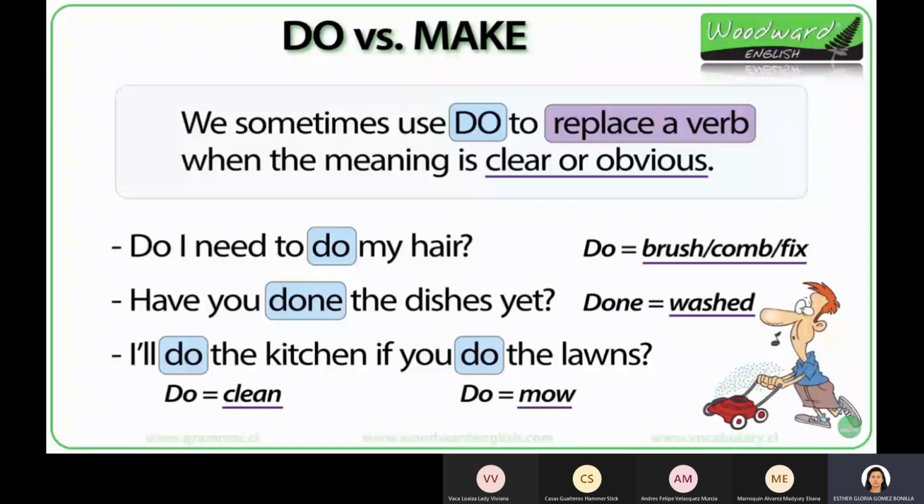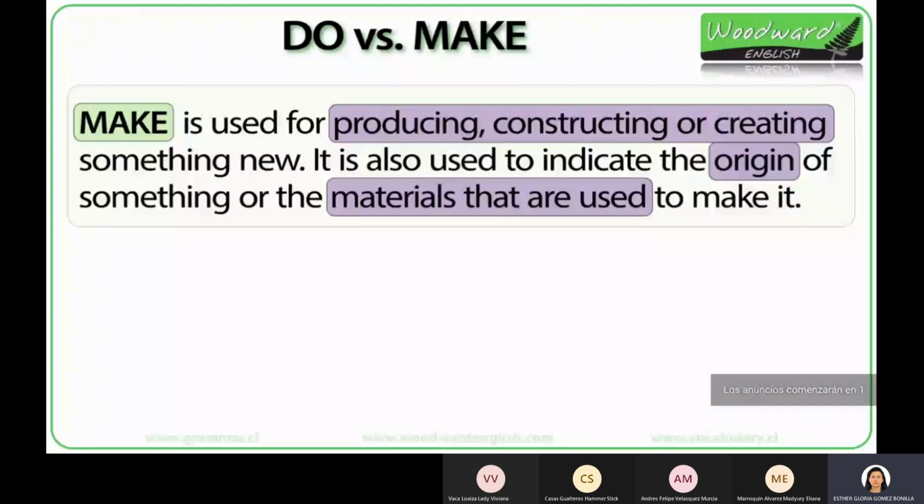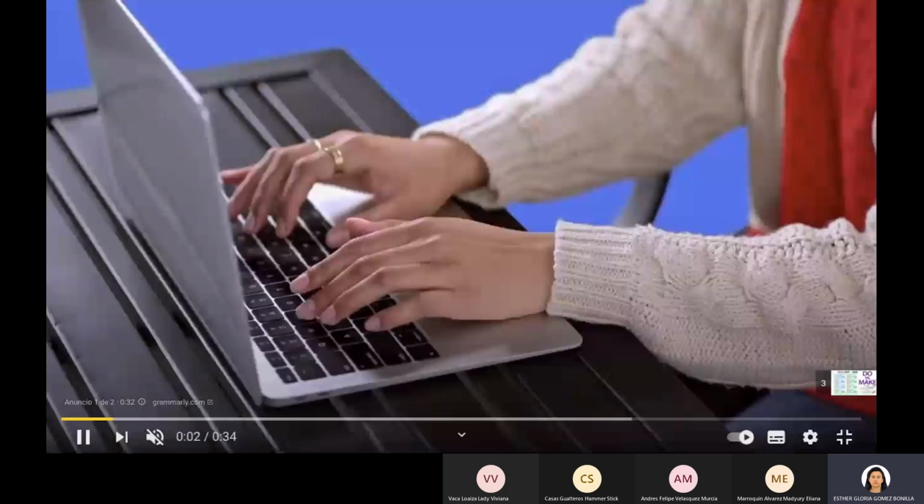Remember that do and does are also the auxiliary for the present simple tense. Do with I, you, we, they, and does is the auxiliary for the third person singular: he, she, and it. For example, do you speak English? Does he speak English? So in those cases, you are using do and does as auxiliaries. So I am going to continue, wait a minute, sorry.